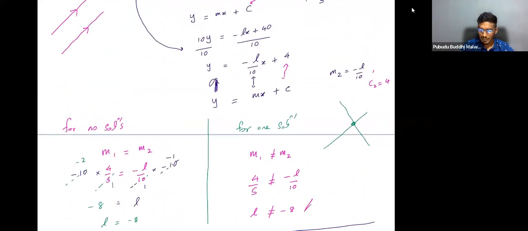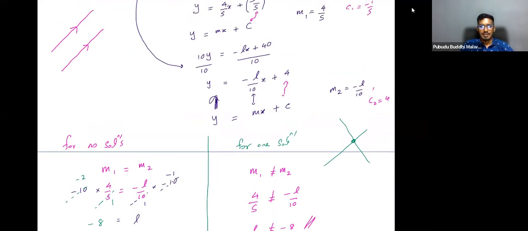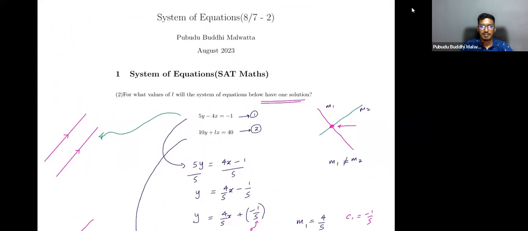That's the idea. So the answer for this problem: L does not equal -8. So all the other values. Basically minus infinity to minus 8, minus 8 to plus infinity. But you can't put minus 8. Right. So that's the second problem.